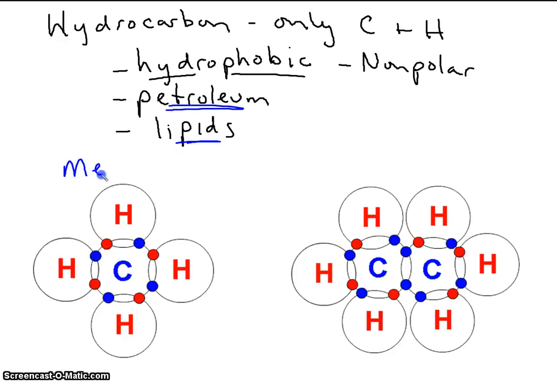So here is methane, the simplest of the hydrocarbons, and you can see we've got carbon with its 4 valence electrons in blue. Each hydrogen has 1 valence electron shown in red, and together they share so that carbon ends up with an octet. It becomes stable by sharing 4 electrons with hydrogen. And here is ethane. It's the same thing, except now we've got the 2 carbons in the middle, and it's sharing with 6 hydrogens to fill its octet.